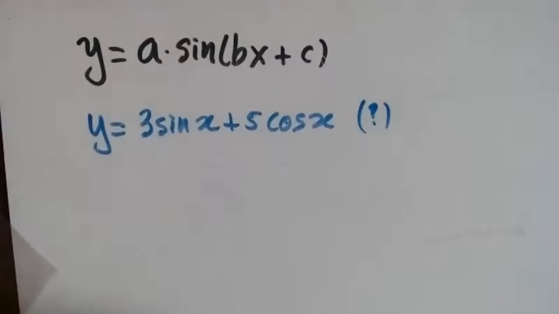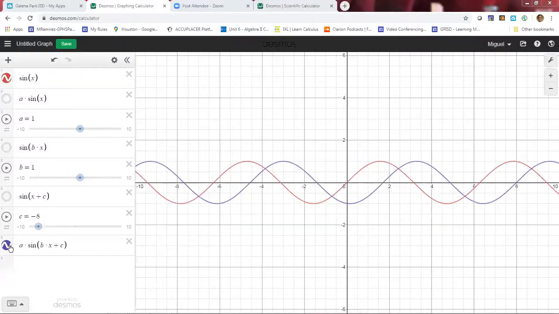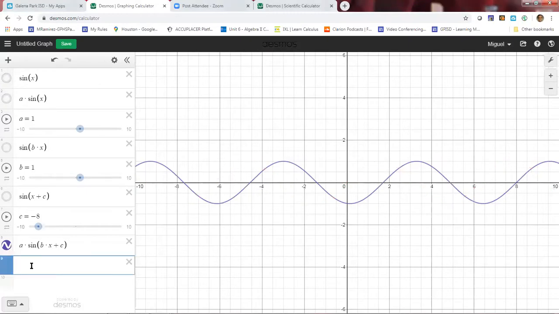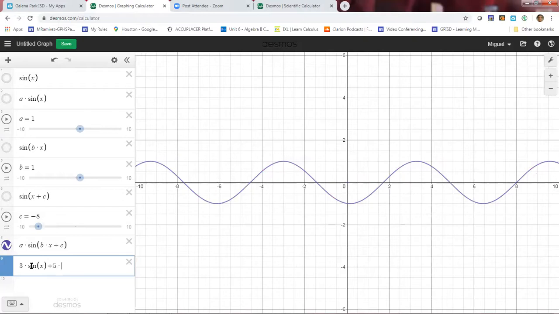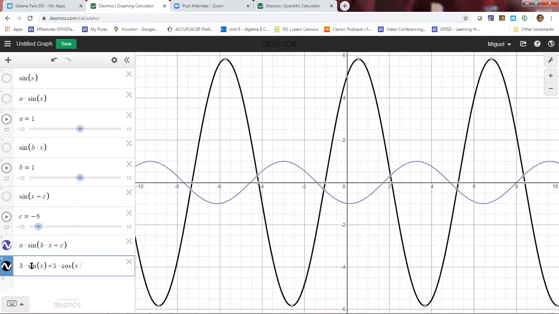How is this graph? I'm going to put this one in Desmos also. So I'm going to open Desmos, erase this one, and put right here 3 times sine x plus 5 times cosine of x, correct? So you see, this has the same shape as this one originally, like the red one. This black is a sinusoid.